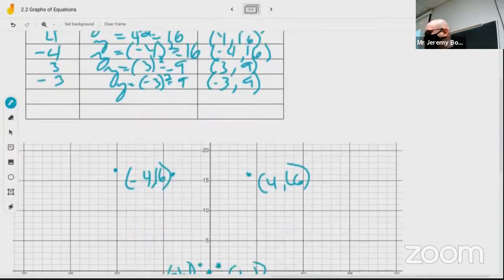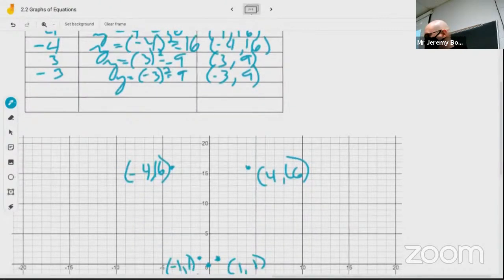And so if we plot those, 3 is here, and 9 is here, so I have a point right there. And we'll have a similar thing on the other side, right here. And so now I've got a pretty good idea of what it looks like.